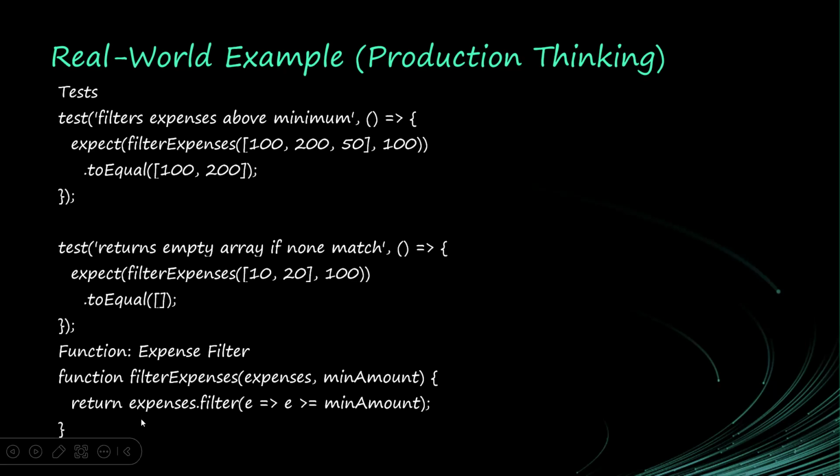All right, so this is the function. We are using the filter method. We expect that expenses is an array and then the minimum amount. And again, you can see that we can also check if expenses is an array. If it's not an array, we can throw. Okay, let's do this.